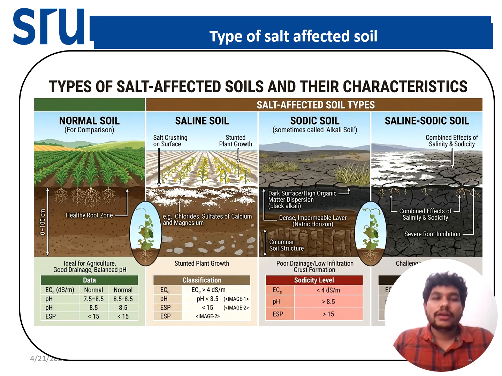Then next one, what are the types of salt affected soil? Generally there are three types: saline soil, sodic soil, and saline sodic soil. Sodic soil we can also call alkali soil.